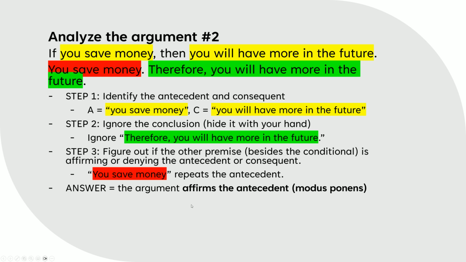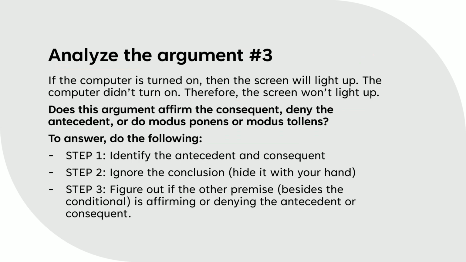Therefore, the answer is affirming the antecedent, which we know as modus ponens, right? Affirming the antecedent, A, that's going to get a fancy Latin word, modus ponens. It's legal. A is good. It's allowed. It's legal. A. All right, let's do a third argument.